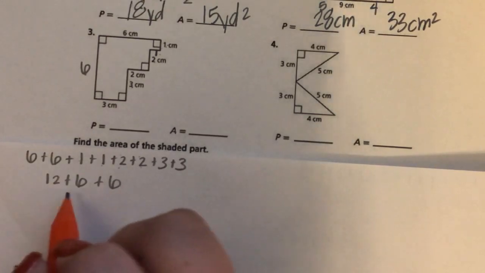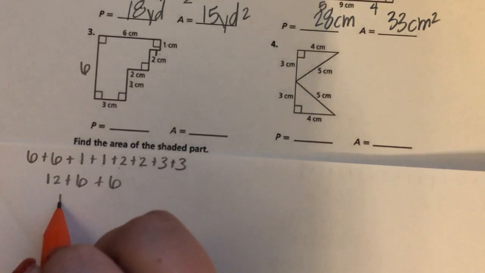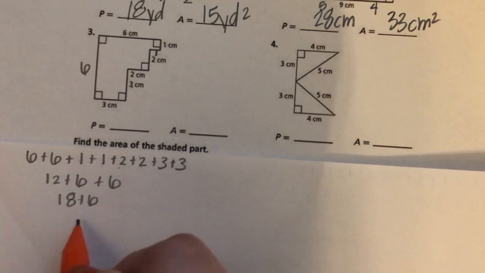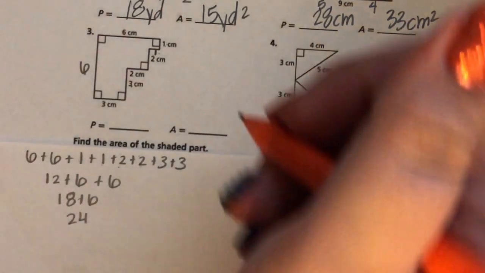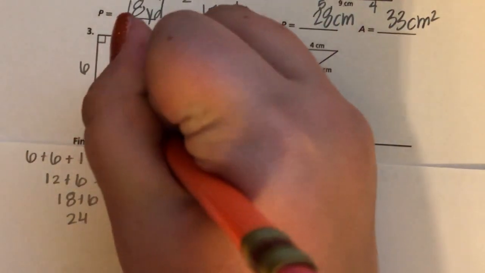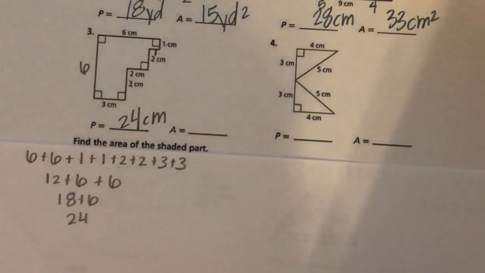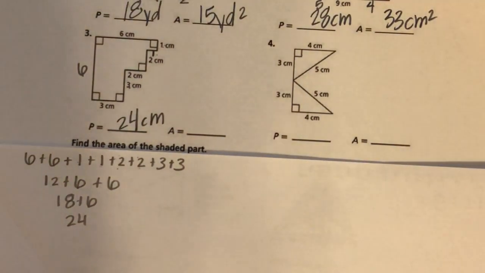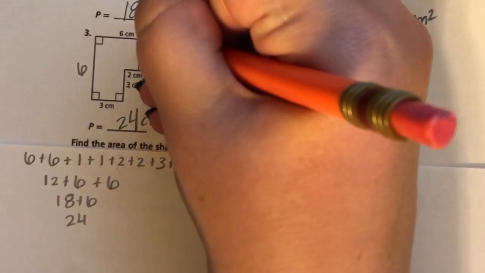12 plus 6 plus 6. And I get a number, that's 18 plus 6, which is 24. So I have a perimeter of 24 centimeters. Now my area. This is where I'm going to dive in.